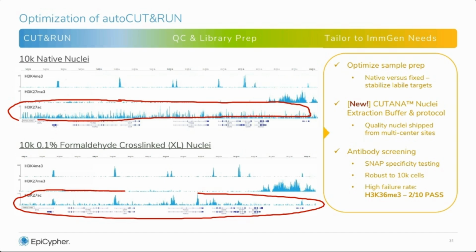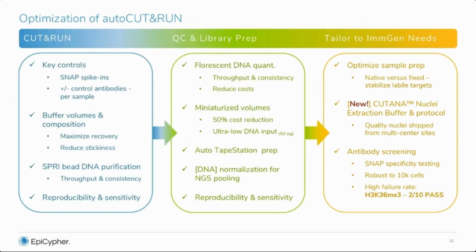And I'll note here that for some of these marks, we had really high failure rates. So for H3K36 trimethylation, we tested 10 antibodies. These aren't 10 random antibodies. These are 10 antibodies that looked great and bound to nucleosomes in some of our surrogate assays. So these are the best, the cream of the crop already, and only 2 of these 10 tested passed. Most of them were not able to get good signal down to just 10,000 cells.